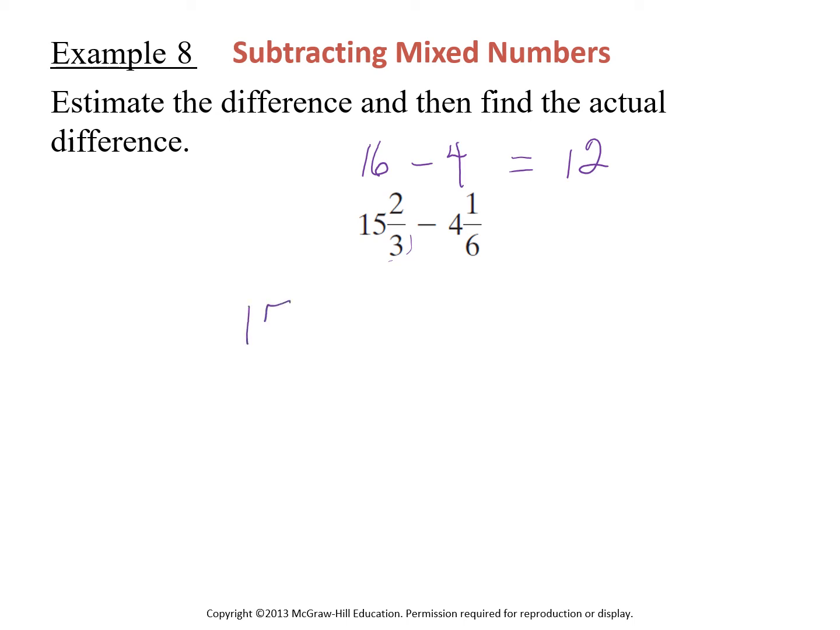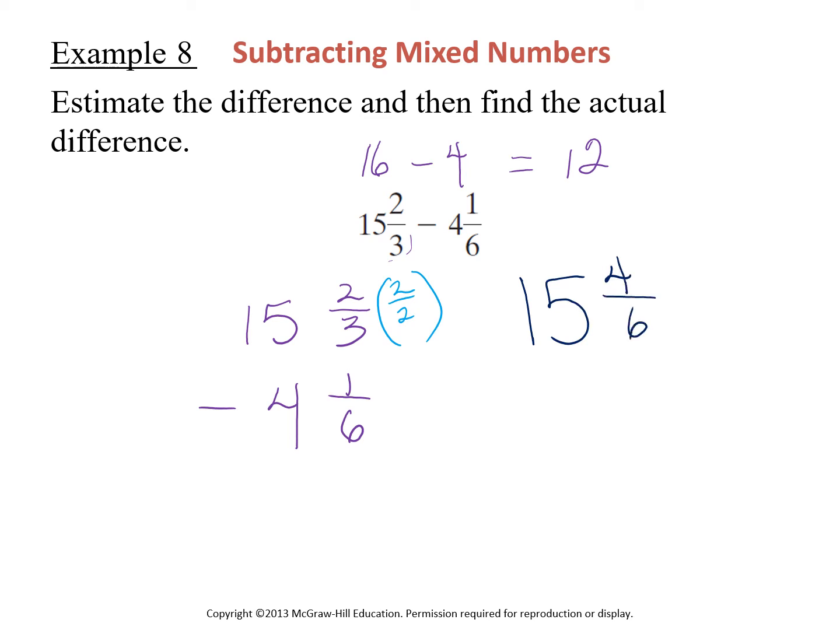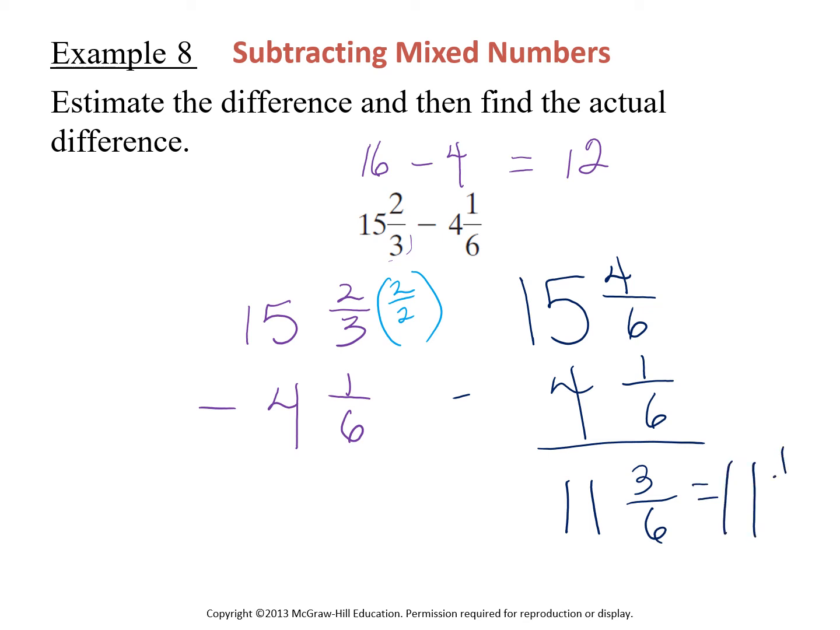And now I'll find the actual difference, 15 and 2/3 minus 4 and 1/6. So my common denominator is 6. So my first fraction I will multiply by 2/2. And that's going to give me 15 and 4/6. And then I can subtract 4 and 1/6, and I'll be left with 11 and 3/6, and I will make that 11 and 1/2, which is quite close to my estimate of 12.